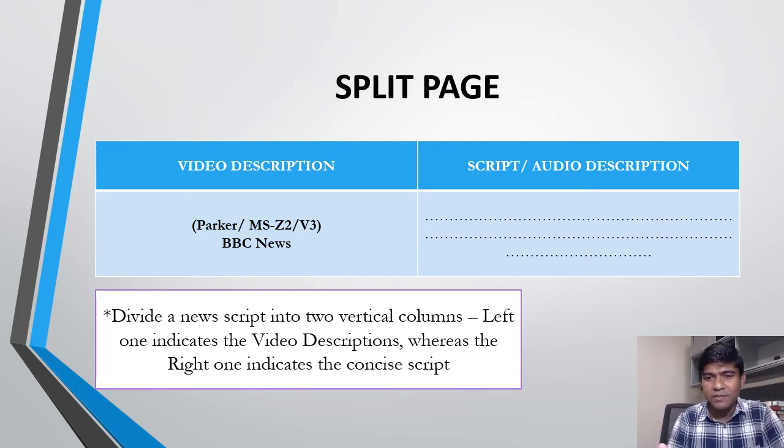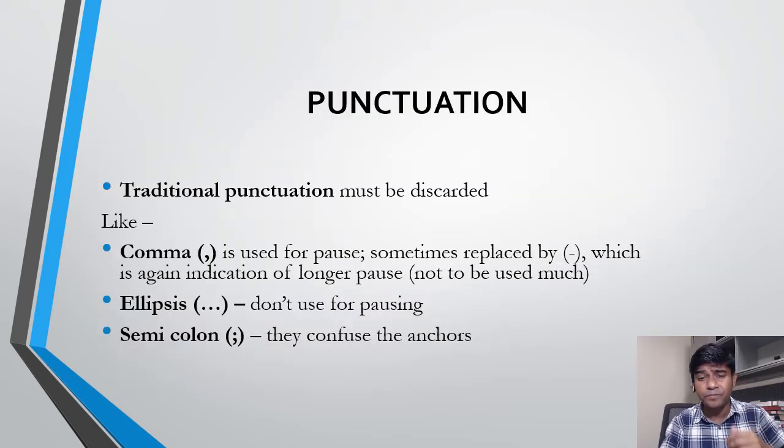It divides a news script into two vertical columns, as we can see. And the script part, the audio description part, indicates very concise writing. So yes, we will discuss that more in the following slides. But one should know that this is also one of the technical things we should be aware of if we are going to work as a broadcast reporter.